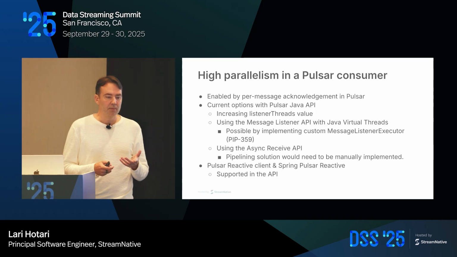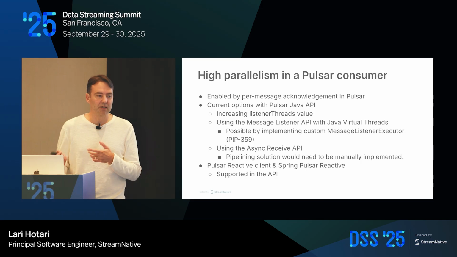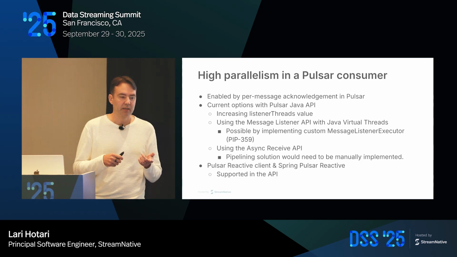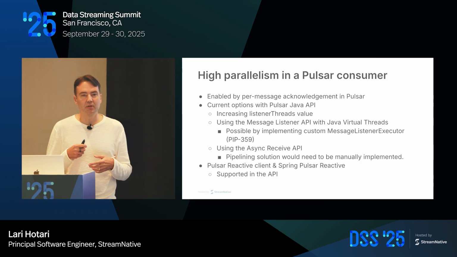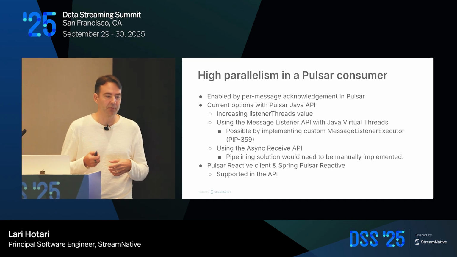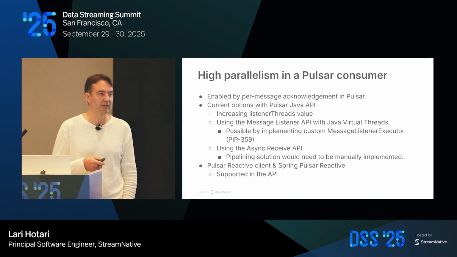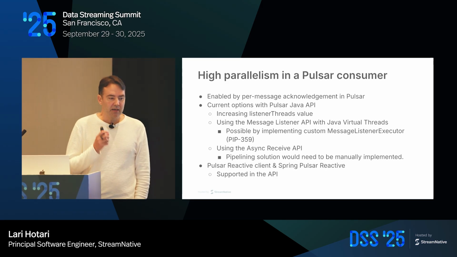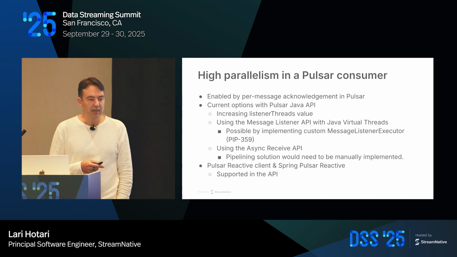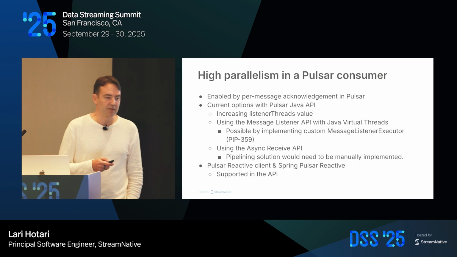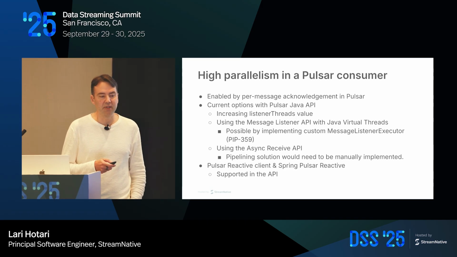And the way to implement this high parallelism in a Pulsar consumer, I'm now in the context of the Pulsar Java API, is that you could simply increase the listener thread's value when you're using a message listener API. And then an improvement to this is that you could use the message listener API with Java virtual threads. So quite recently, this became possible by implementing a custom message listener executor.